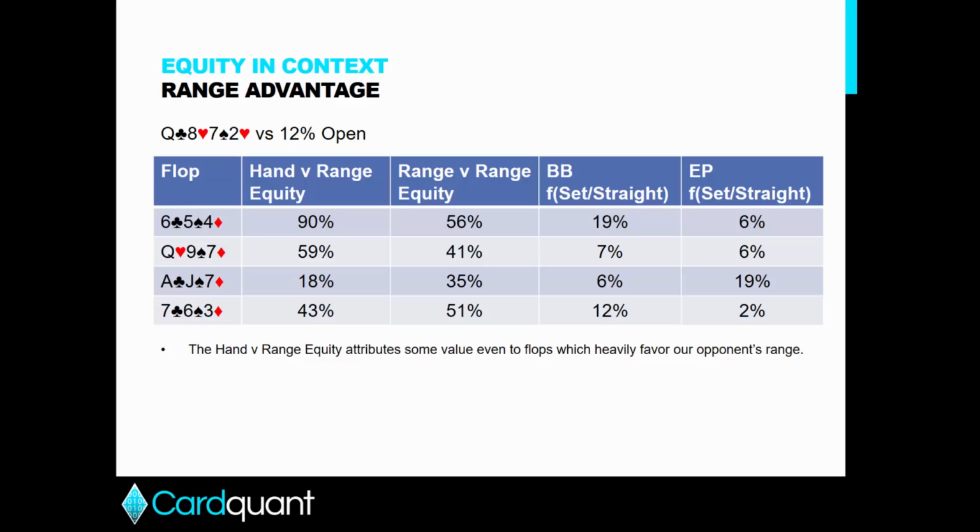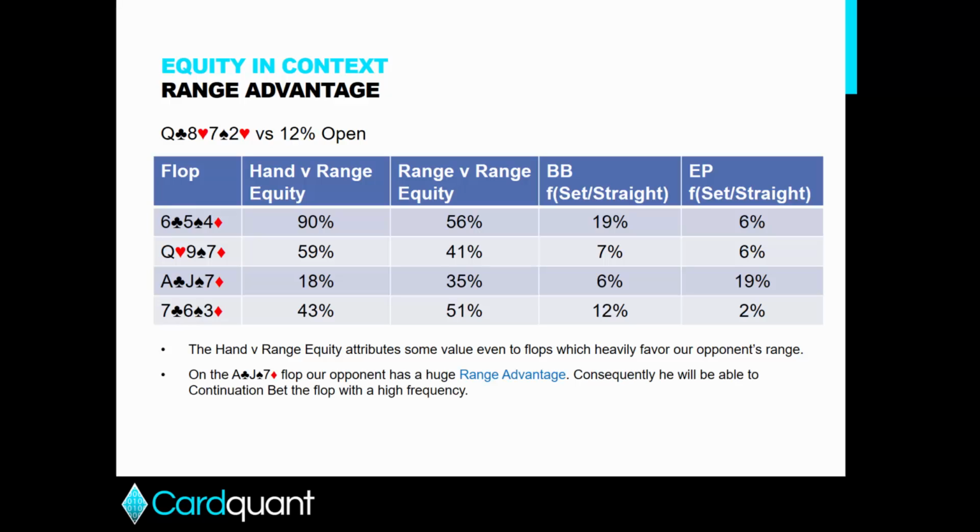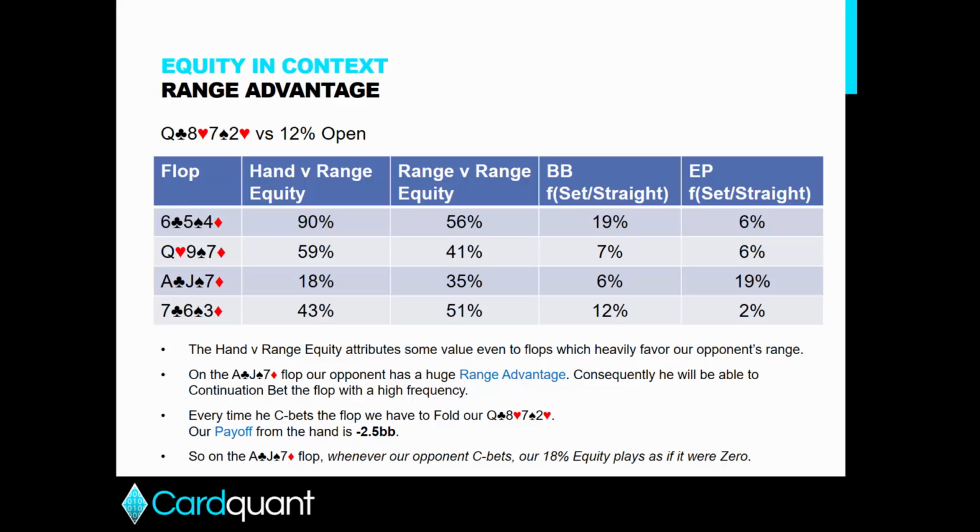So the problem with using hand versus range equity is that it attributes some value even to flops which heavily favour our opponent's range. On the Ace-Jack-7 flop, our opponent has a huge range advantage. He's 65-35 and has three times as many sets. Consequently, he's going to be able to continuation bet the flop with a high frequency. And every time he c-bets the flop, we have to fold our Queen 8-7 deuce, and so our payoff from the hand is we just lose the 2.5 big blinds that we invested additionally to that 1 big blind that we posted pre-flop. So on the Ace-Jack-7 flop, whenever our opponent c-bets, even though we have 18% equity, it plays as if it was 0.